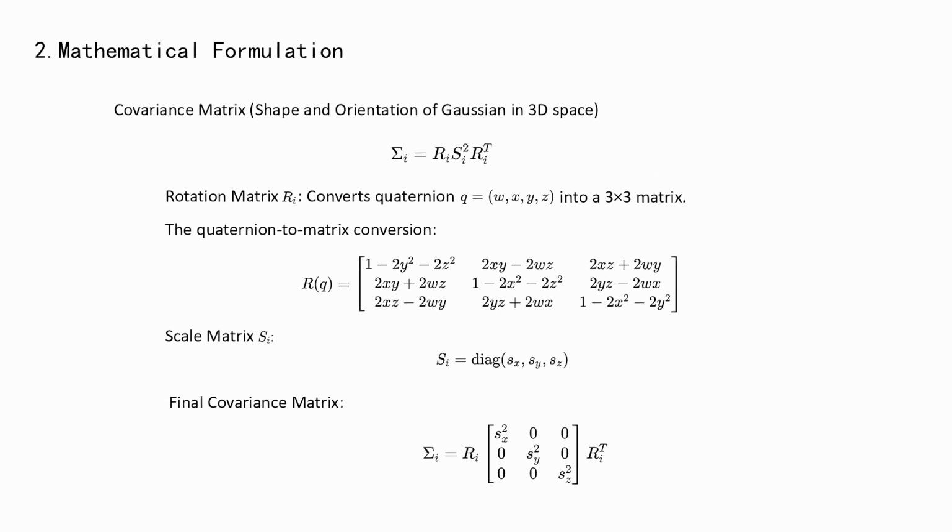Mathematical formulation of 3D Gaussians. Each 3D Gaussian is parameterized by as follows. Mean: position in 3D space. Covariance matrix: shape and orientation of Gaussian in 3D space. Rotation matrix Ri is the rotation matrix from quaternion. Scale matrix Si is the scale matrix, a diagonal matrix with squared scales.